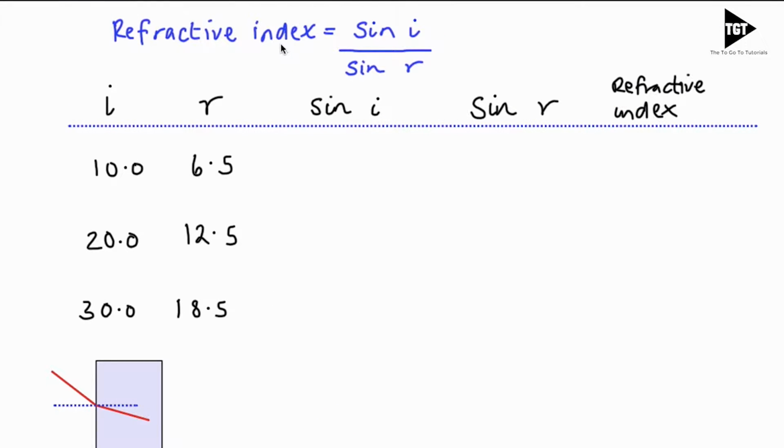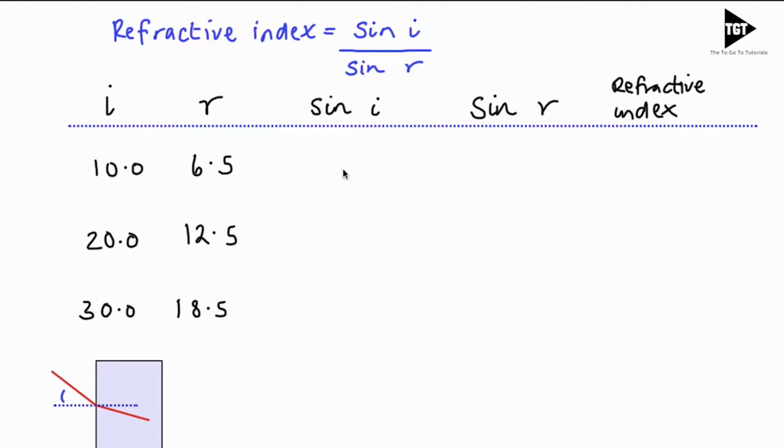Here's our formula. Refractive index is sine I over sine R, and if we work the first one out together, then you can have a go at these two by yourselves and see what you come up with. For one example here, for our glass prism, we've got an angle of incidence of 10 degrees and an angle of refraction of 6.5. So let's work out sine I first.